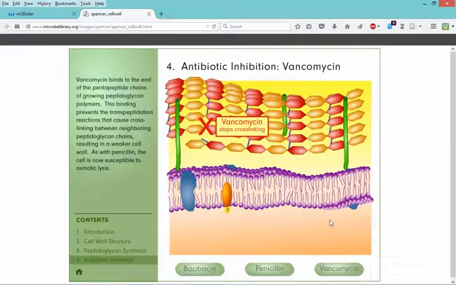You can take it orally. It's not going to bind to any structures you have in your body. It will only bind to the final two amino acids in this pentapeptide. So it's going to bind on here and it will stop the transpeptidase from acting.